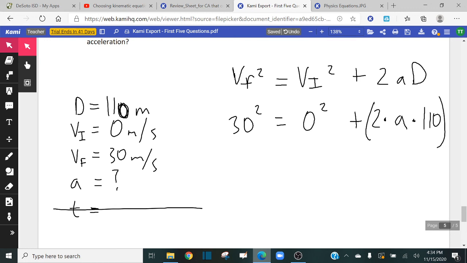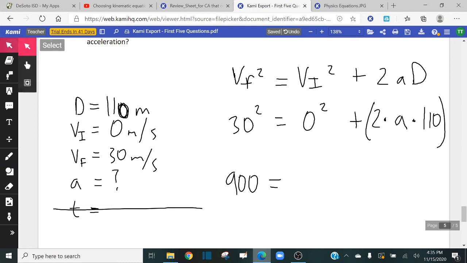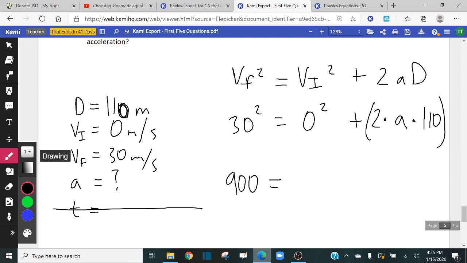Okay, that is our goal. So 30 squared is equivalent to 900. Okay, and of course, guys, 0 squared, you know what 0 squared is. 0 squared is just 0. Okay, so 2 times acceleration times 110. I want to take 2 and multiply by 110. So this 2 here, multiply by 110. Okay, so I get 220 times A.